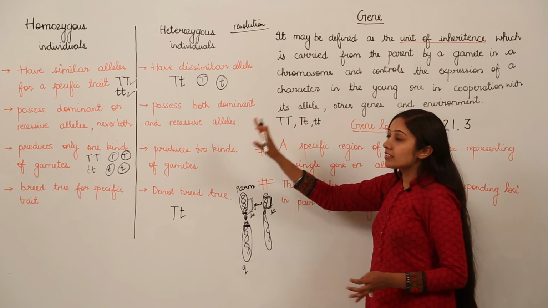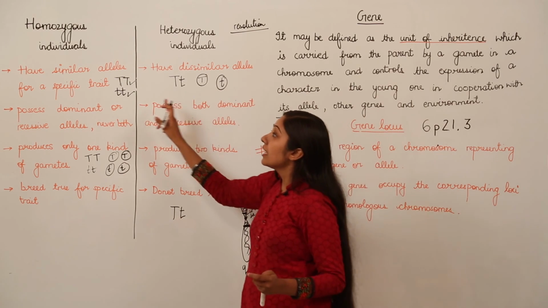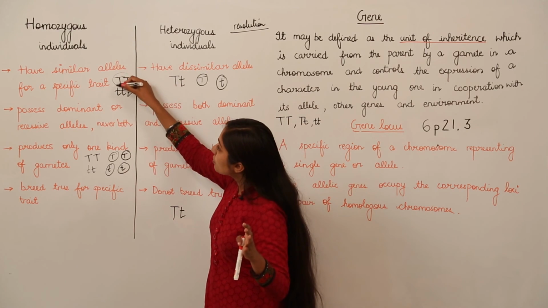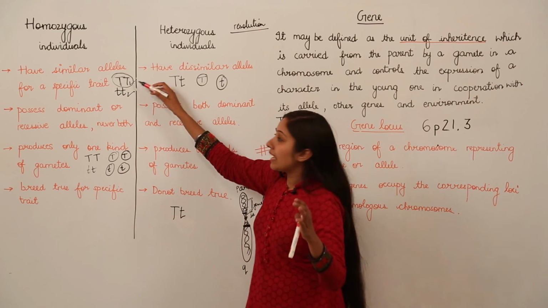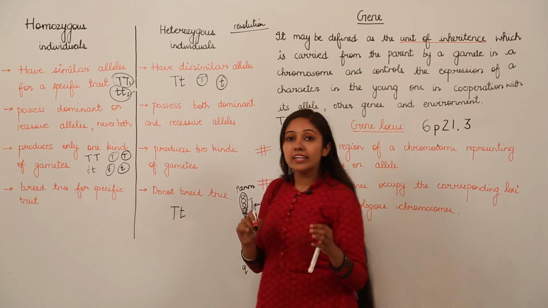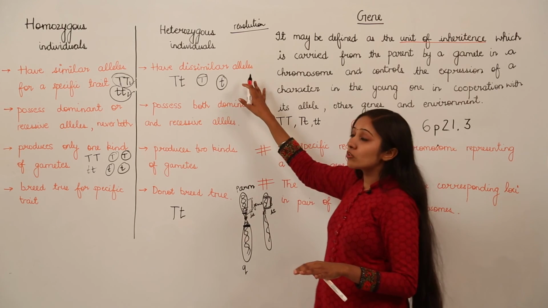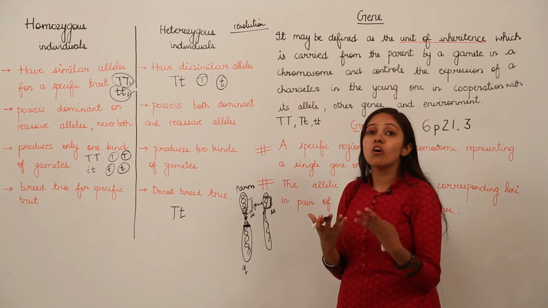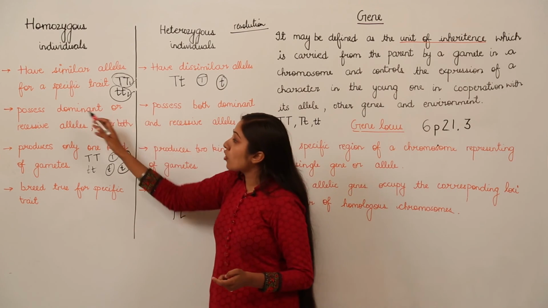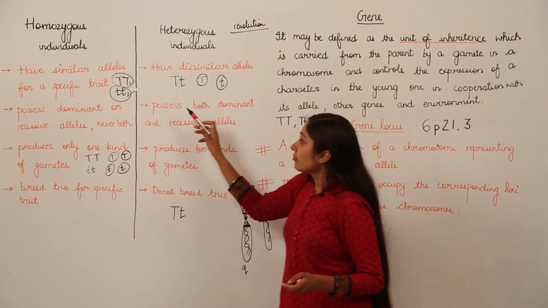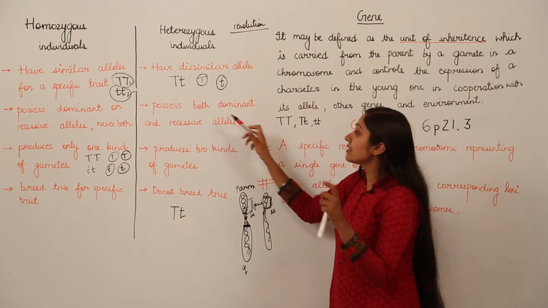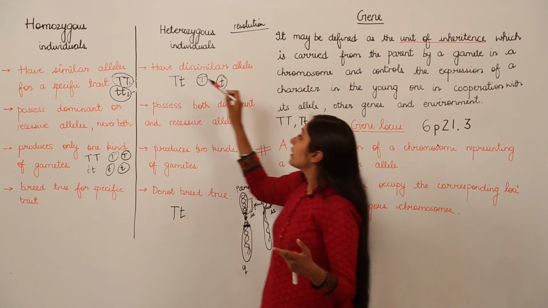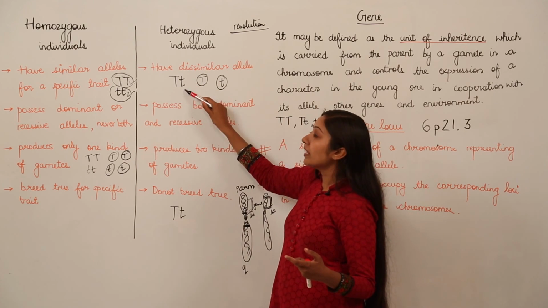So, let us recall the difference between homozygous and heterozygous individuals. Homozygous individuals encode for similar alleles for a specific trait. For example, in the case of pea plant, this is going to be a true breeding tall pea plant, and this is going to be a true breeding dwarf pea plant. But heterozygous individuals have two dissimilar alleles, so they encode for hybrid tall in the case of pea plants. Homozygous individuals possess dominant or recessive alleles, while heterozygous individuals possess both, one dominant and one recessive.